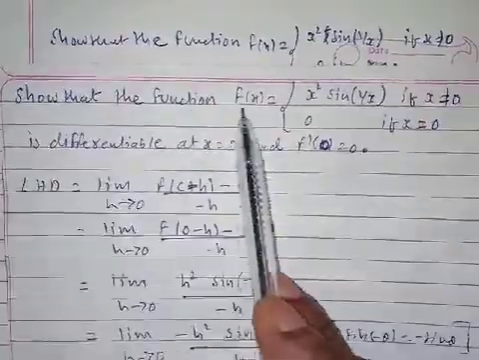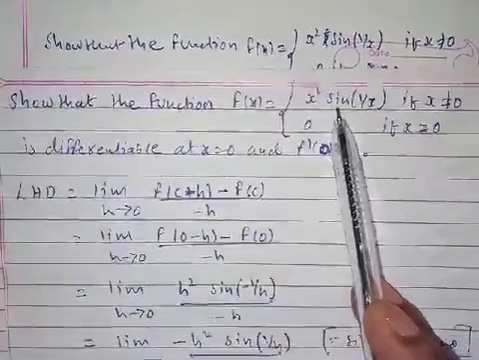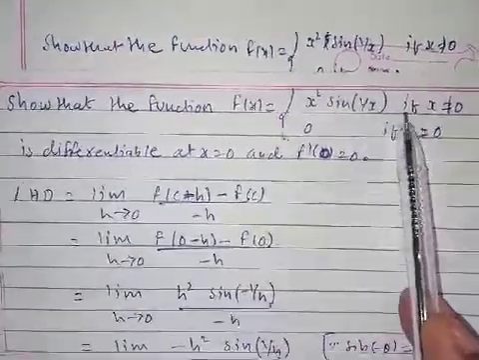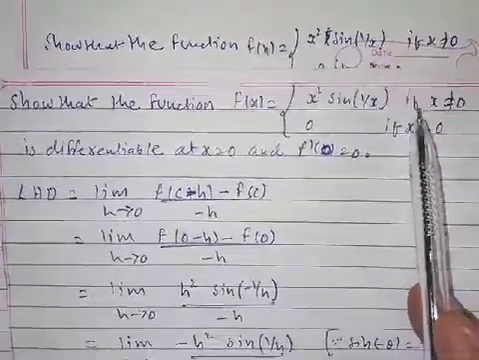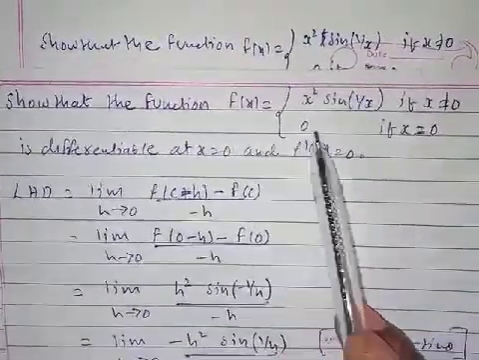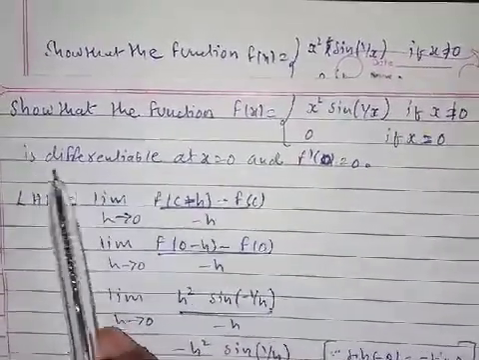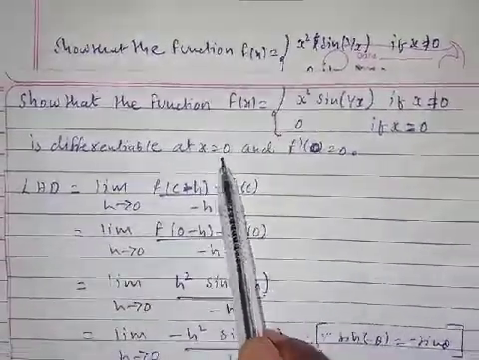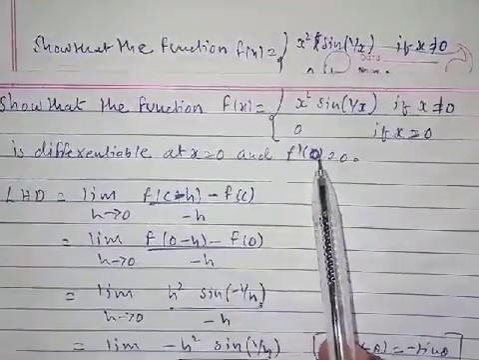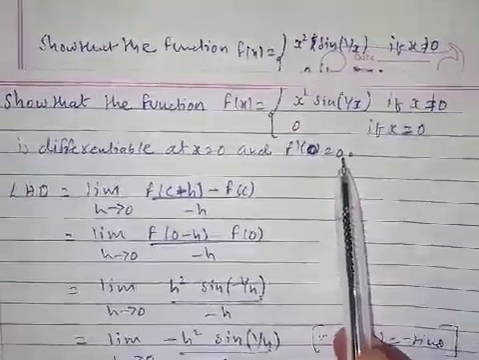Next, show that the function f(x) = x square sine 1 upon x if x is not equal to 0, and f(x) = 0 if x = 0, is differentiable at x = 0 and f dash of 0 is equal to 0. That we have to prove.